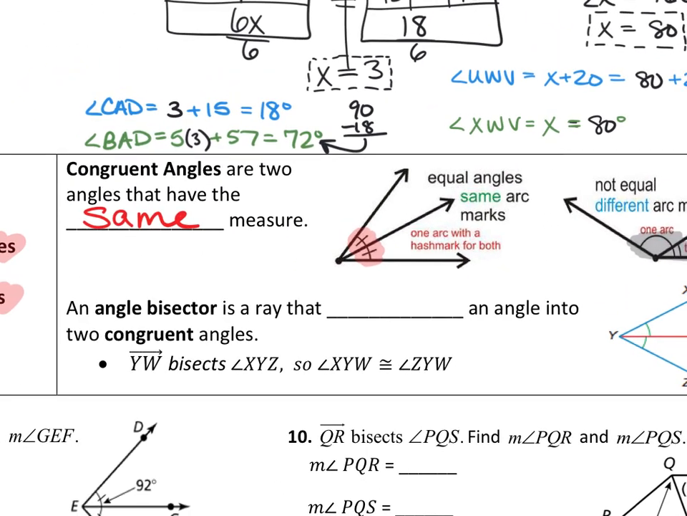Now an angle bisector, same like a segment bisector, is a ray that divides an angle into two congruent pieces. Congruent meaning same angle, like it was same length for segment bisectors. So this is the word you're going to look for, bisects. When it bisects, you're thinking equal parts. Bisects, equal parts. Bi means two, sect means intersection, intersecting into two parts.